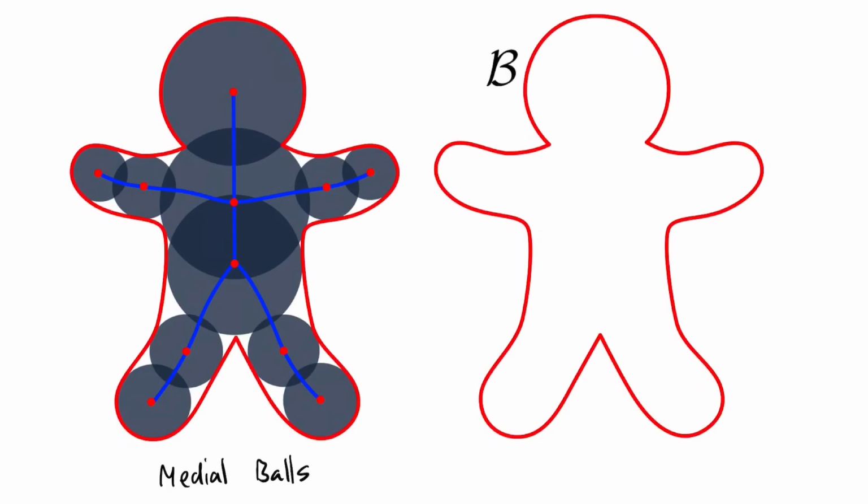The second definition of the medial axis transform is based on medial balls. A medial ball is a ball that fits completely inside the object and is not contained by any other balls that fit inside the object.